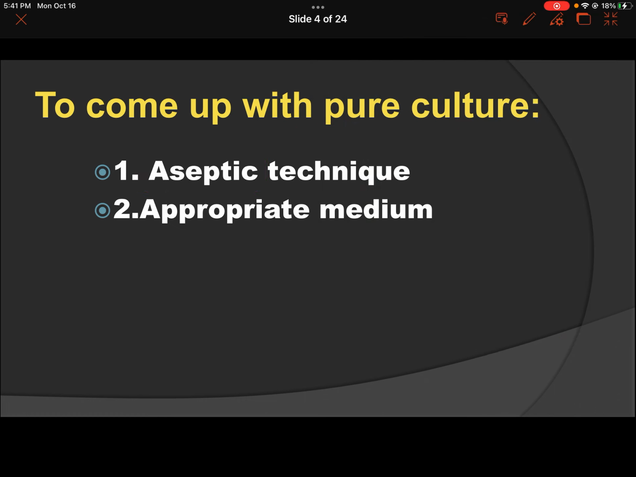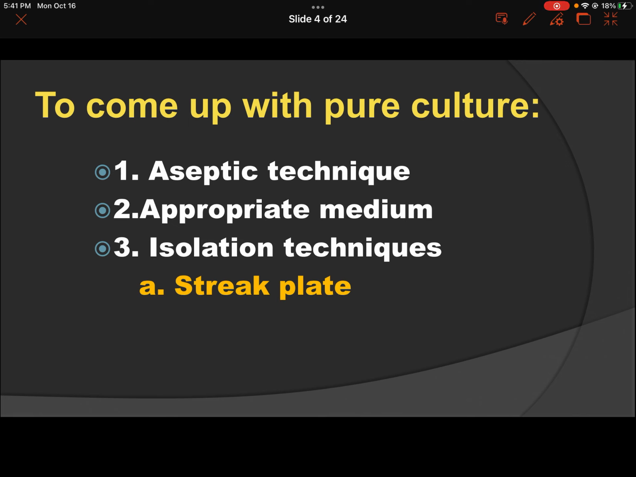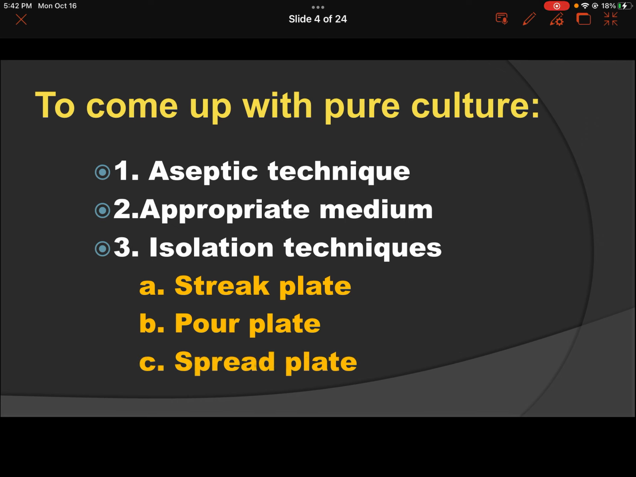to obtain pure culture. Another thing, you have to use appropriate medium. If you are suspecting a gram-negative microorganism, then of course you have to use culture media that are supportive for the growth of gram-negative. If you are suspecting a yeast cell, for example, or fungal elements, then you have to culture using techniques and culture media that are intended for fungi. Appropriate medium. And of course, you have to know the correct isolation techniques. And as I have said, to come up with a pure culture, we have some manual methods on how to isolate the microorganisms.